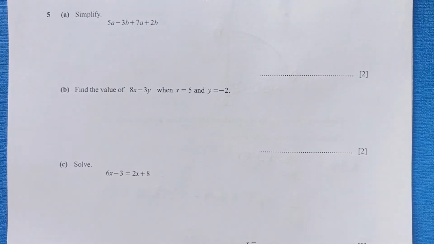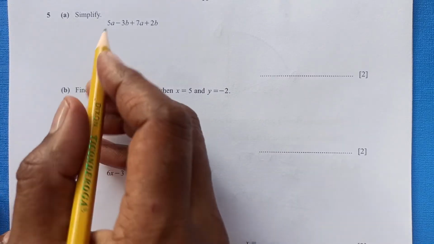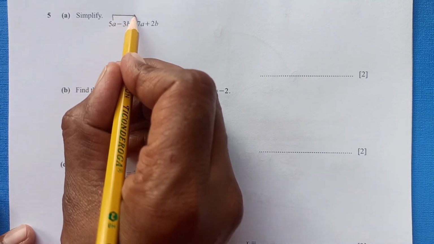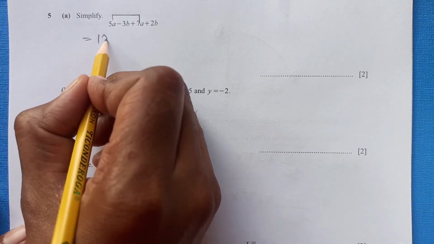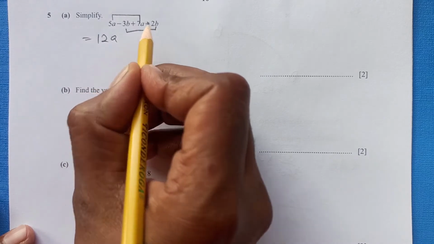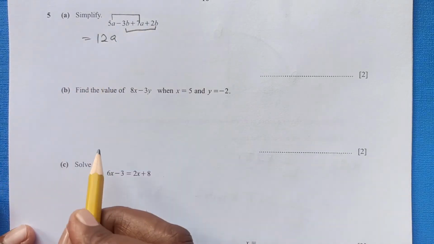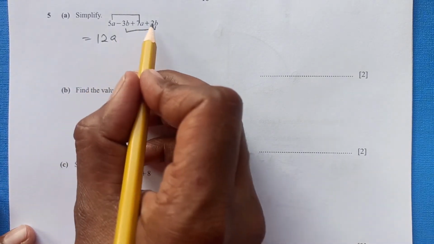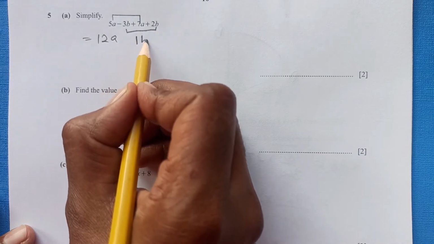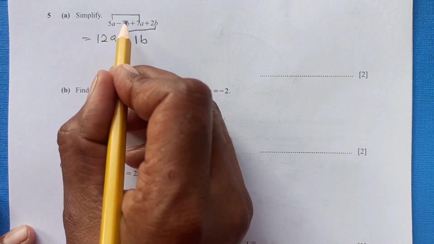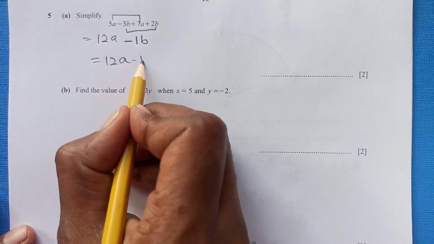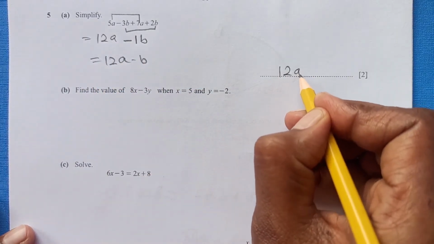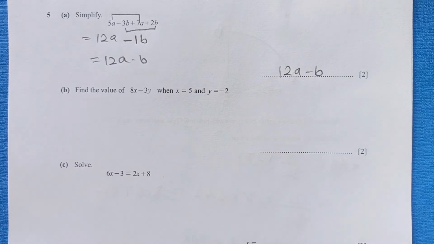Question 5, part A, simplify. We are given this expression here. We are just going to combine the like terms. 5a plus 7a, both are positive, 5 plus 7, it is 12a. Then for these two, one is negative, one is positive, so we are going to subtract. 3 minus 2 is 1b, and 3 is greater and it has a negative sign, so it will be negative. So 12a minus b is the final answer.